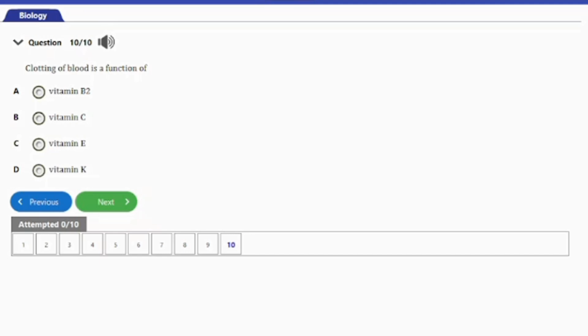Clotting of blood is a function of A. Vitamin B2, B. Vitamin C, C. Vitamin E, and D. Vitamin K. So guys, the answer to this question is option D, and that's vitamin K. So vitamin K is a fat-soluble vitamin that plays a major function in blood clotting. And that's it for this question, guys.